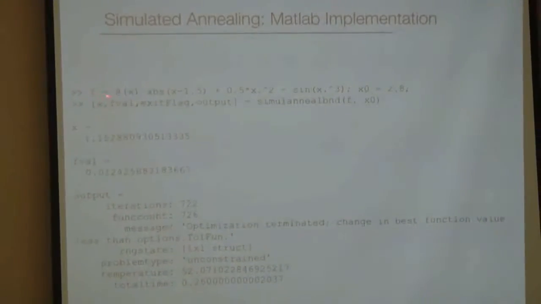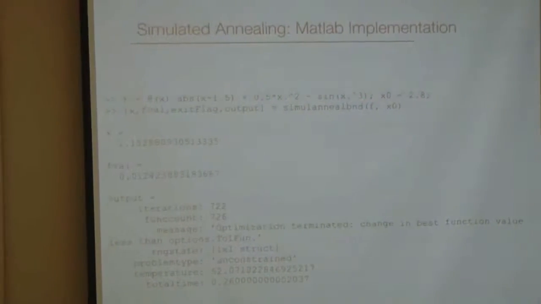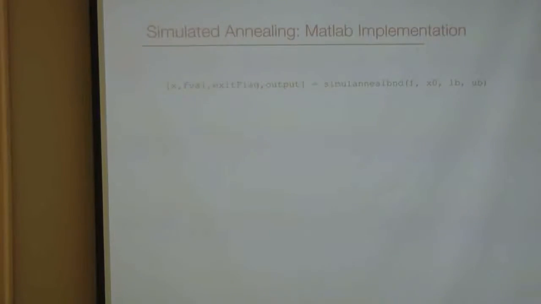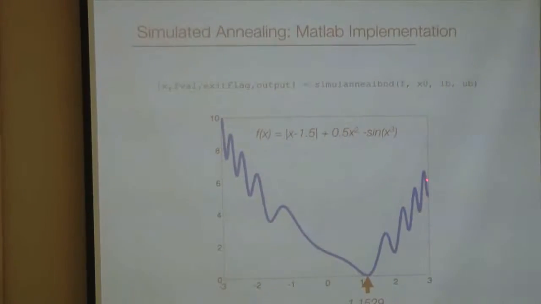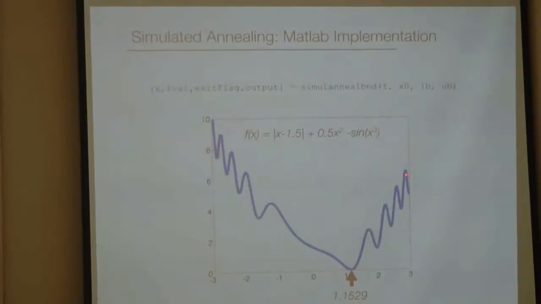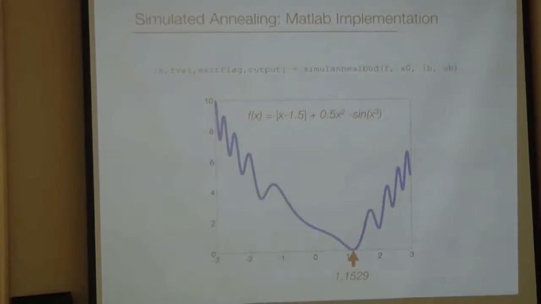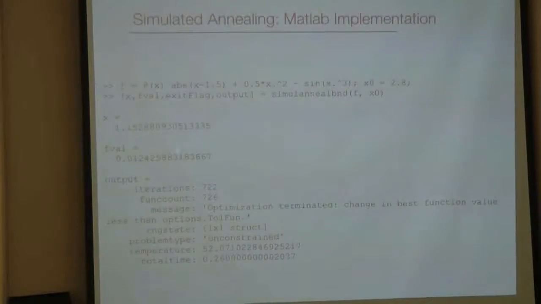Okay, so that was the symbolic representation of the function to be minimized. I'm taking the initial point equal to 2.8, so here it's roughly here. Okay, and we would like the simulated annealing procedure to actually terminate or converge to this point. Okay? And that's exactly what it does. So the optimal X is 1.1529, which is consistent with the global solution. That's the function value, and here we see how many iterations we required.